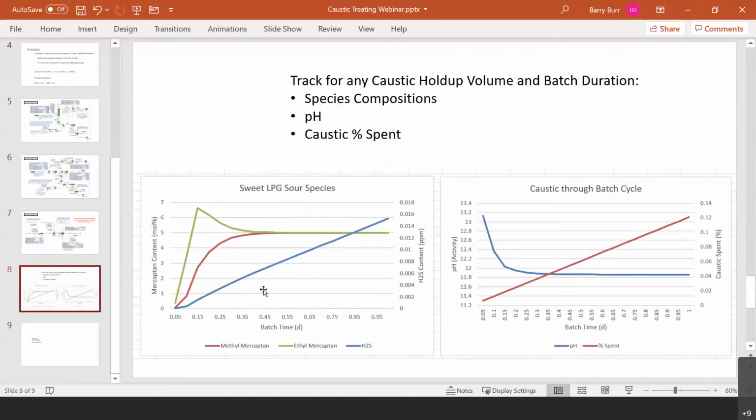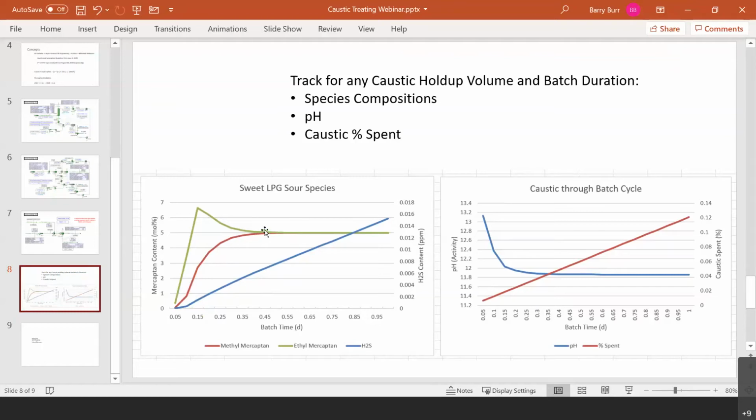Here we have a case where we have a small batch time, and we're showing the very early moments of a caustic pre-wash where the mercaptans are still being removed from the LPG before they have been supplanted by the H2S. So in this one, you'll see that the methyl mercaptan at very low batch times is removed from the LPG. So methyl mercaptan is going into the caustic, it's being removed from the LPG. But then as H2S enters the caustic, it's starting to push it out. Less and less mercaptan is being extracted, reacted into the caustic stream, and eventually the LPG reaches a steady state value, which is the same as the inlet value of the mercaptan.